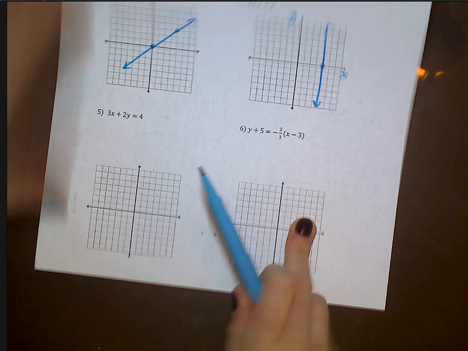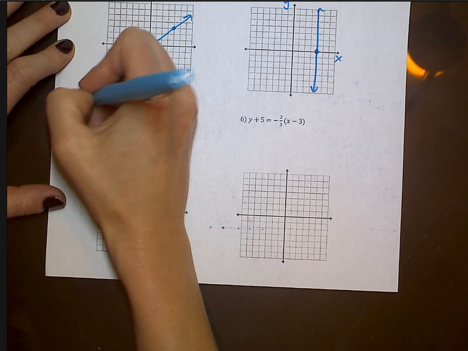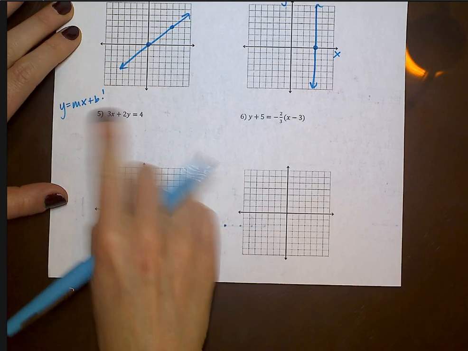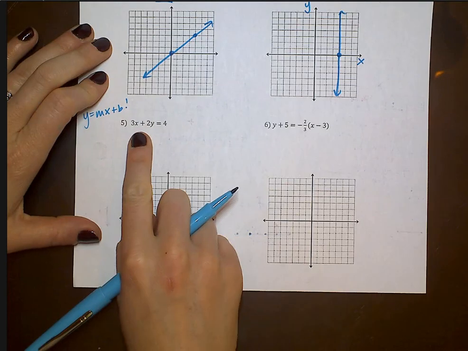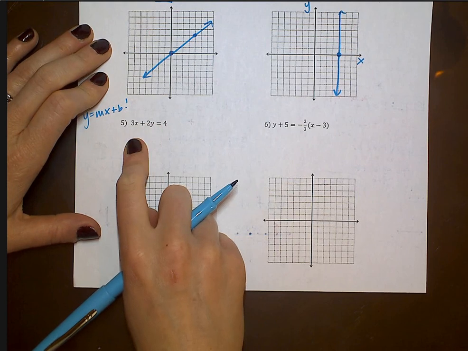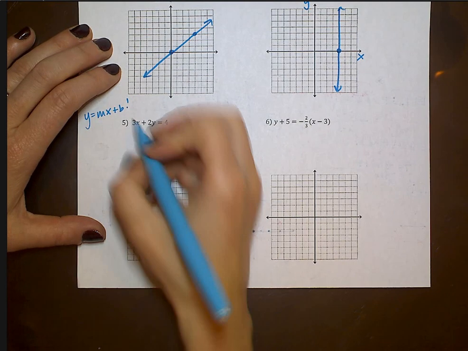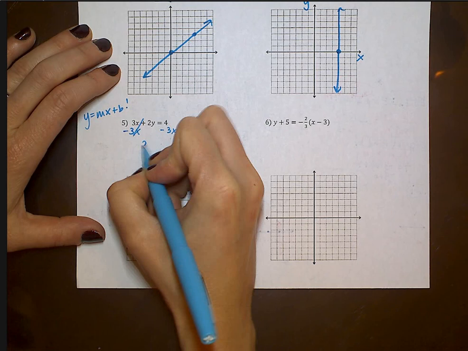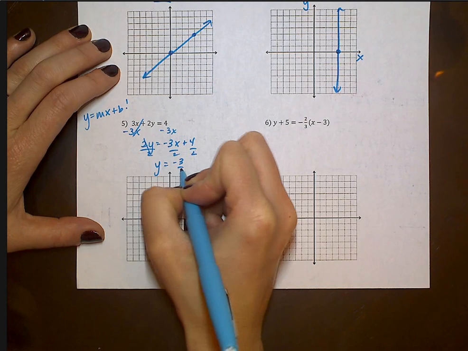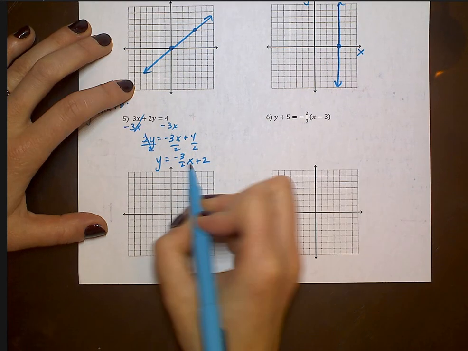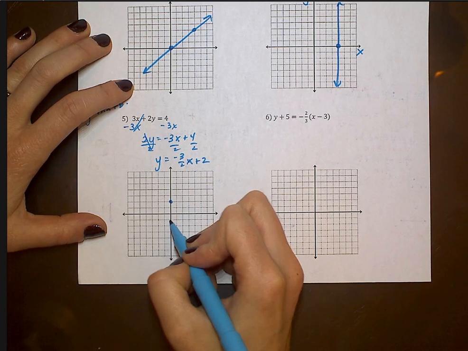All right. The last two here are not in mx plus b, so my suggestion is to put them in mx plus b. Here's where this skill from example 1 comes into play. This is in standard form. I'm not going to do the finding the intercepts because it doesn't work out nicely, but I can show you in class if you want me to. Basically, I'm just going to solve this for y. And then divide by 2. And then it's just mx plus b, so I can plot the y-intercept at 2. This is a negative slope, so you go down 3 and right 2.